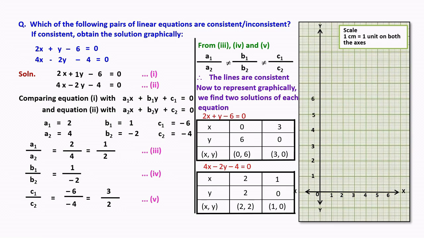Now, plot these points and draw the two lines. You will observe that the two lines intersect at the point (2, 2). Therefore, the common solution is x = 2 and y = 2. Final conclusion: the given pair of linear equations is consistent and the solution is (2, 2).